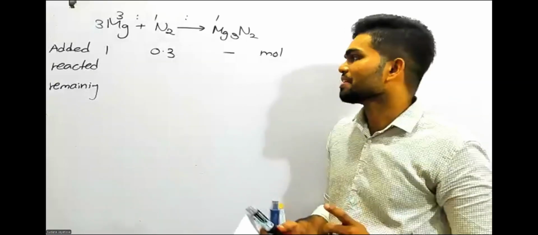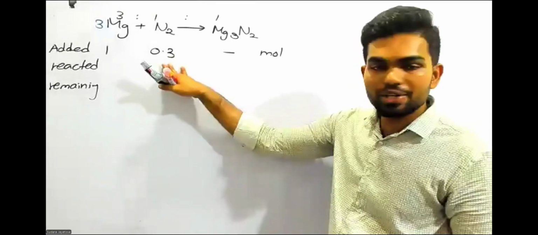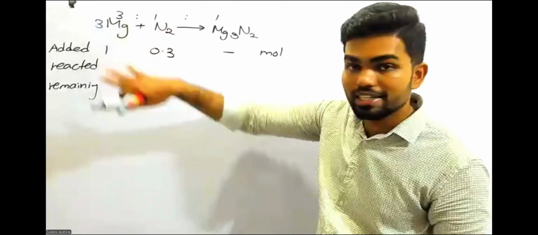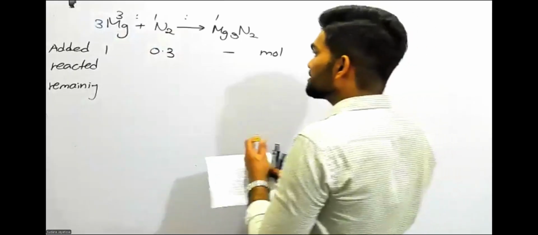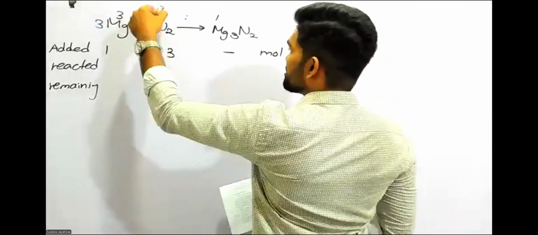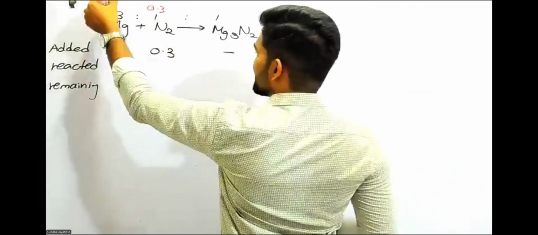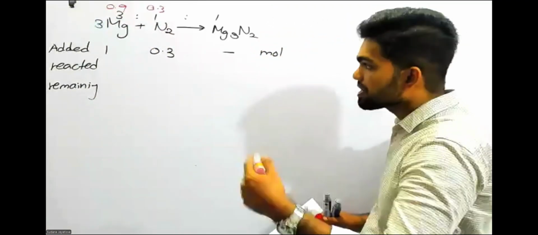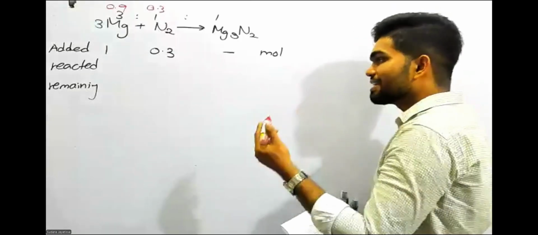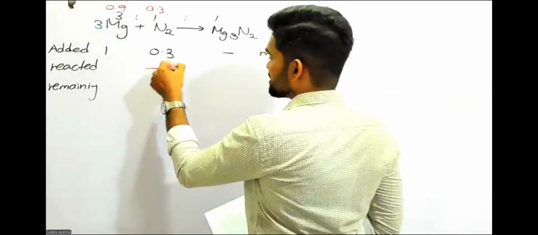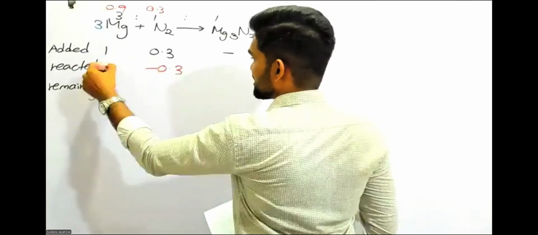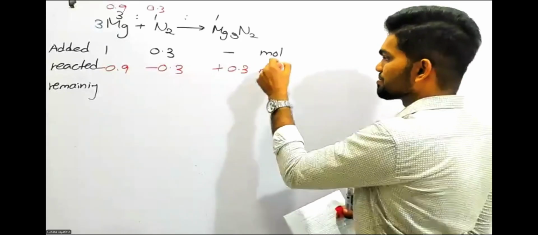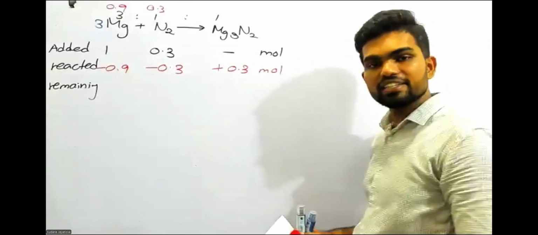Okay. So you have 0.3 moles of N2. If you had 1 mole, how many moles do you need from magnesium? 3. So that means 3 times. If you have 0.3, how many moles do you need? You need 0.9, 3 times like that. Understand? But we have more than that, no? So that means magnesium is in excess, and your nitrogen will react fully. Nitrogen will react fully.